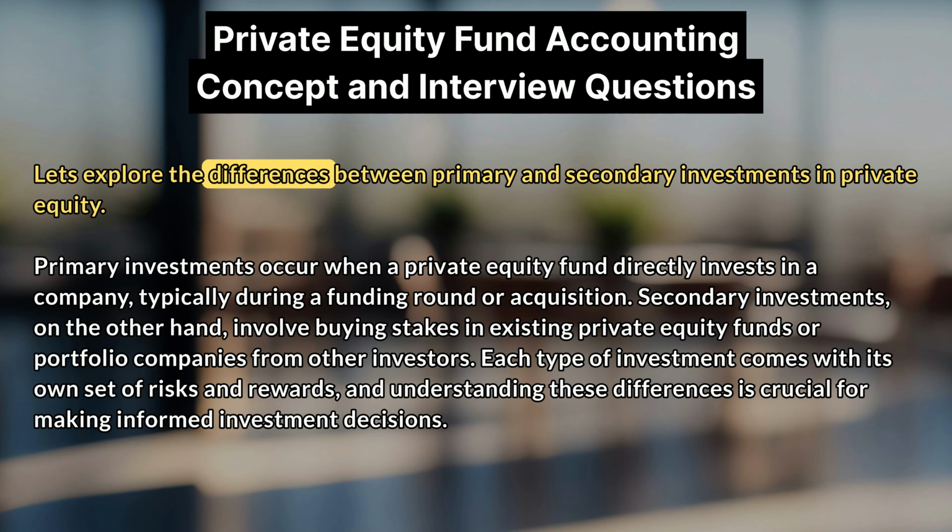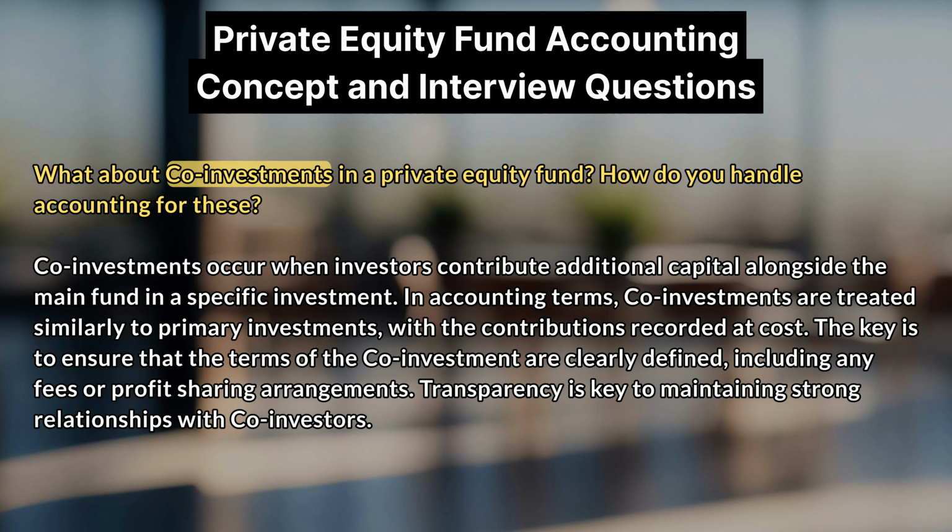Let's explore the differences between primary and secondary investments in private equity. Primary investments occur when a private equity fund directly invests in a company, typically during a funding round or acquisition. Secondary investments, on the other hand, involve buying stakes in existing private equity funds or portfolio companies from other investors. Each type of investment comes with its own set of risks and rewards, and understanding these differences is crucial for making informed investment decisions.